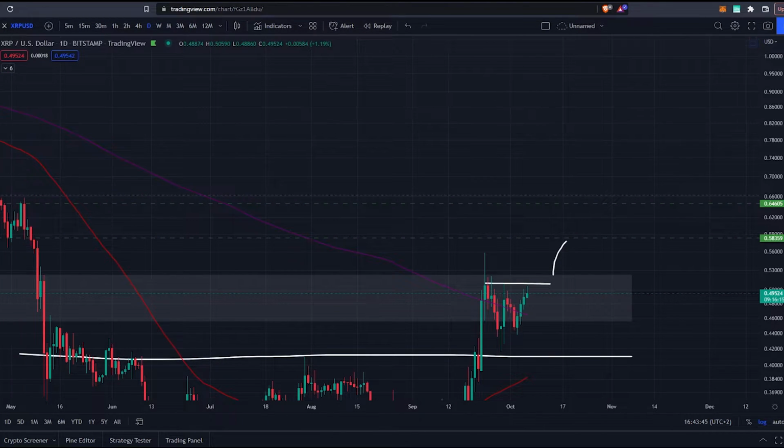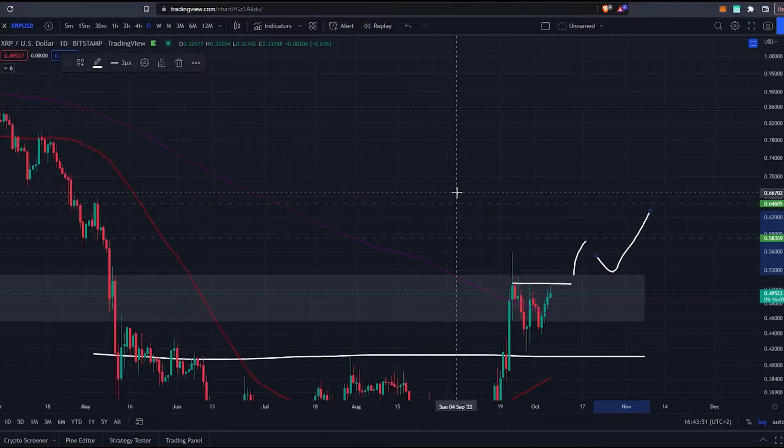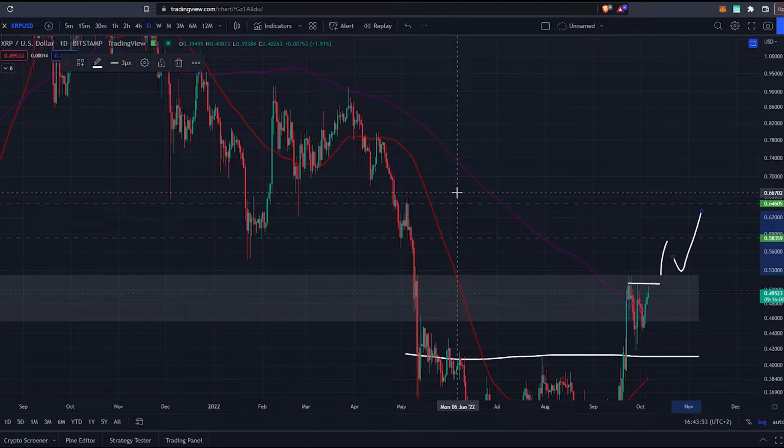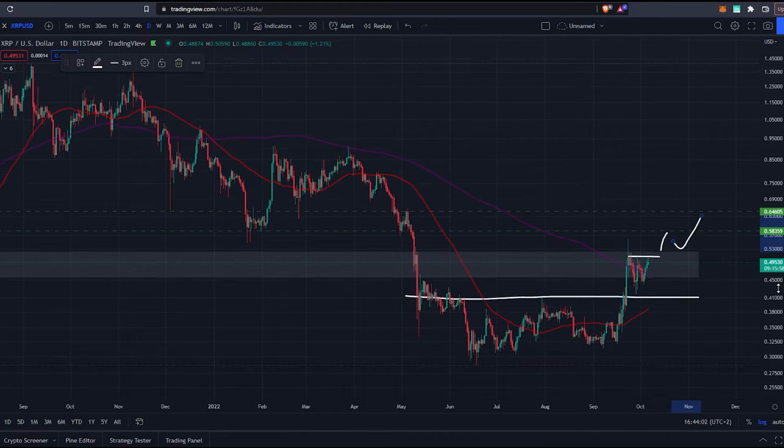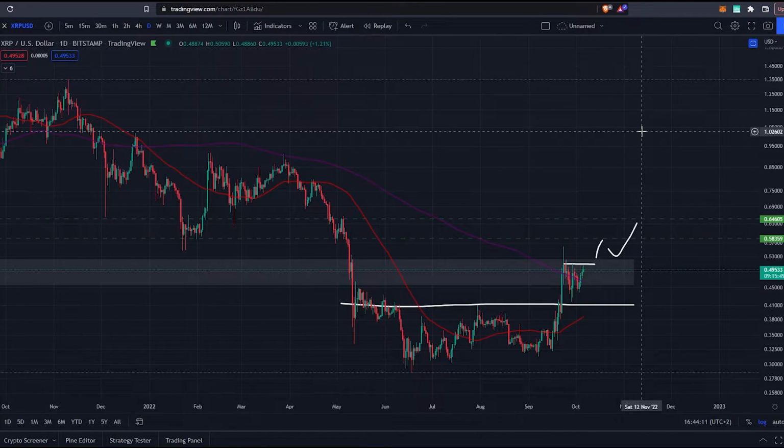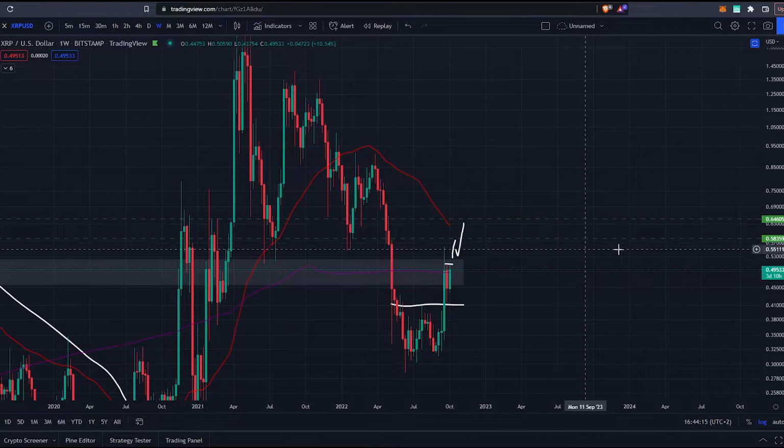Based on that, I would love to see this happen. We would get a touch of the support, confirming it as support, and then going towards the 64-65 cents area. And then seeing what will happen as soon as we get inside this pretty big resistance zone. From there on, it would be very hard to say. What would happen with the macro climate? What would happen with the XRP climate? What would happen with the SEC case? There are so many factors that go into account when you're taking a look at this.